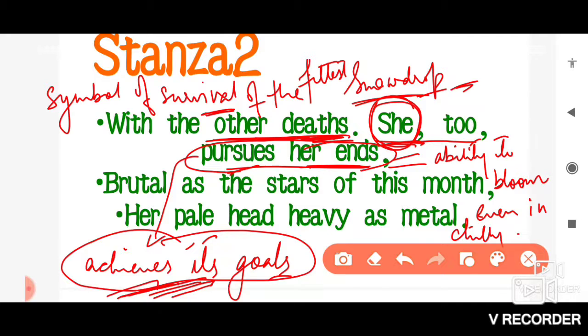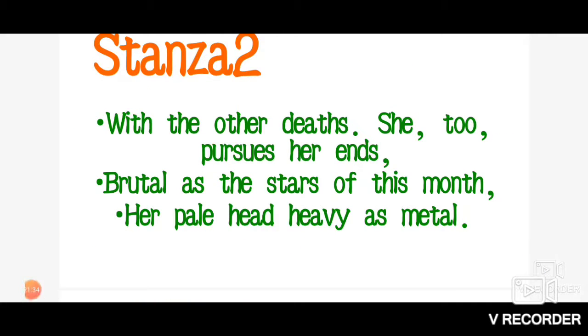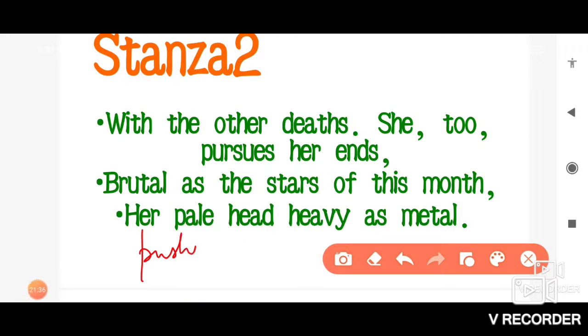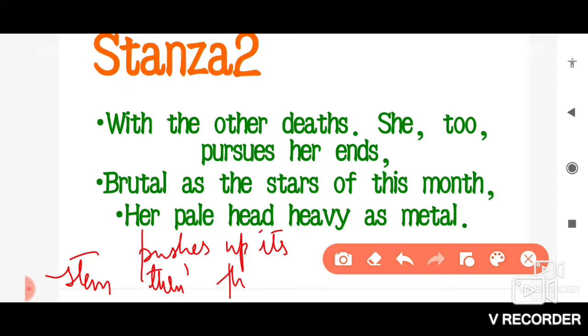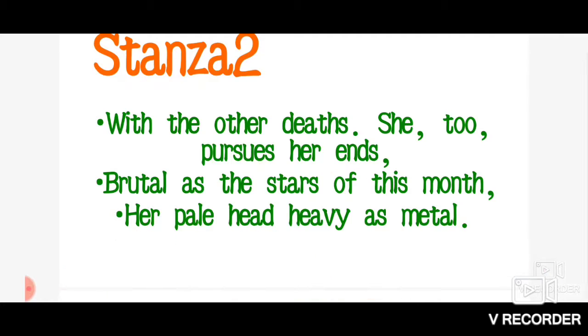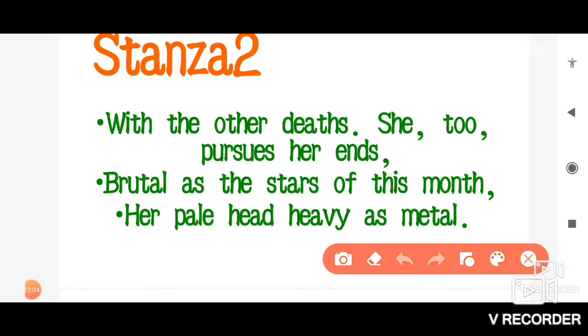And how does it achieve its goal? What did I say for that? It pushes up its stem. It pushes up its stem through the thick and hard layers of the snow, and erupts out and then stands strong against the winter season, against this brutal cold. In the next line, what does the poet say?